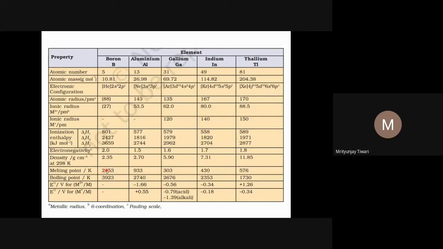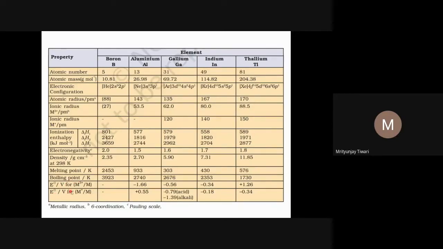So melting point decreases from boron, aluminum, then gallium, and then it starts increasing. So from gallium, it increases. Gallium has the lowest melting point in the entire group. And the boiling point, if you look, boiling point of boron is also highest, then it continuously decreases. So boiling point continuously decreases as you go down the group. However, for the melting point, there is a first decrease up to gallium, and then an increase is observed.